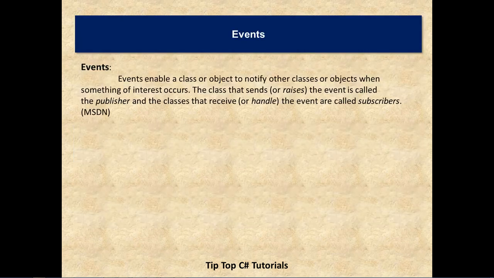Events enable a class or object to notify other classes or objects when something interesting occurs. The class that sends an event is called the publisher and the class that receives the event is called the subscriber. This is the definition according to MSDN. Events and delegates combined address the publisher and subscriber design pattern.